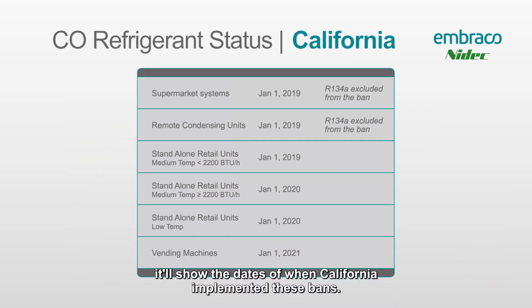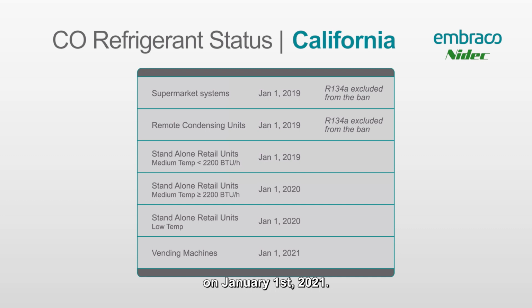Finally, if you look at the chart, it'll show the dates of when California implemented these bans. They first started with the top three here, such as supermarket systems, on January 1st of 2019. And the final ban will be vending machines on January 1st of 2021. So what this means is all these gases cannot be used for new systems by these dates. What a new system means is that if a system is brand new, or even if a system has to be expanded and the refrigerant charge is changed, they can no longer use any of these banned gases and will have to move to the new gases that we're using. So this largely means new equipment, since you can't take R600A or R290 and retrofit it into old equipment. So we'll need to have new equipment out there for anything that is being newly installed or is being worked on or upgraded.